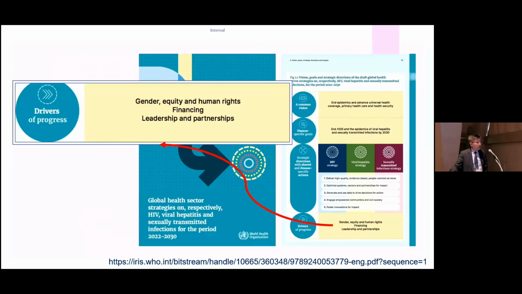If we look at the newly released WHO global health sector strategy on HIV, viral hepatitis, and sexually transmitted infections for the period 2022 to 2030, it is mentioned that gender equality and also human rights are the major drivers.